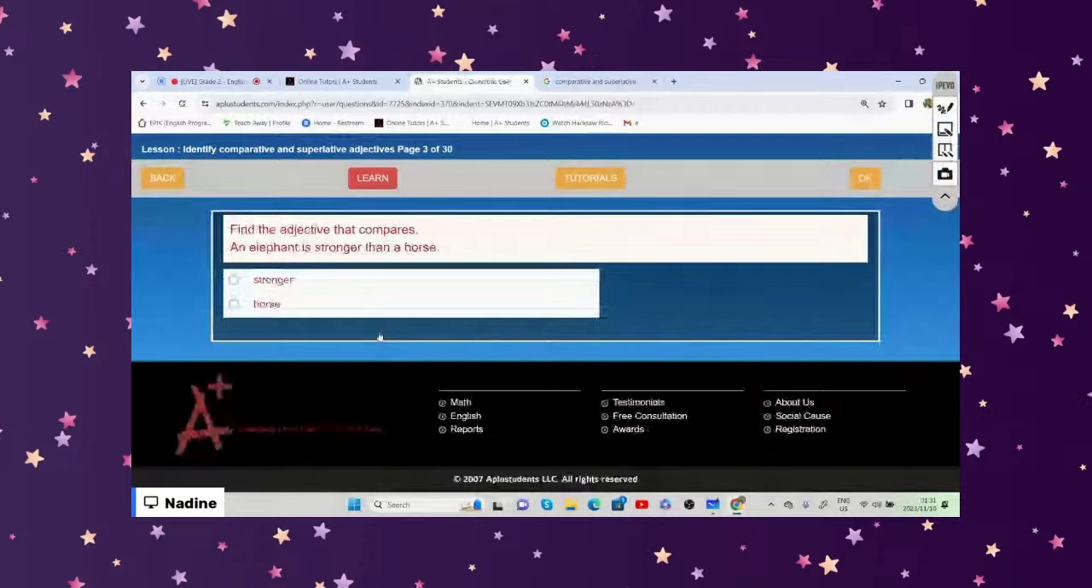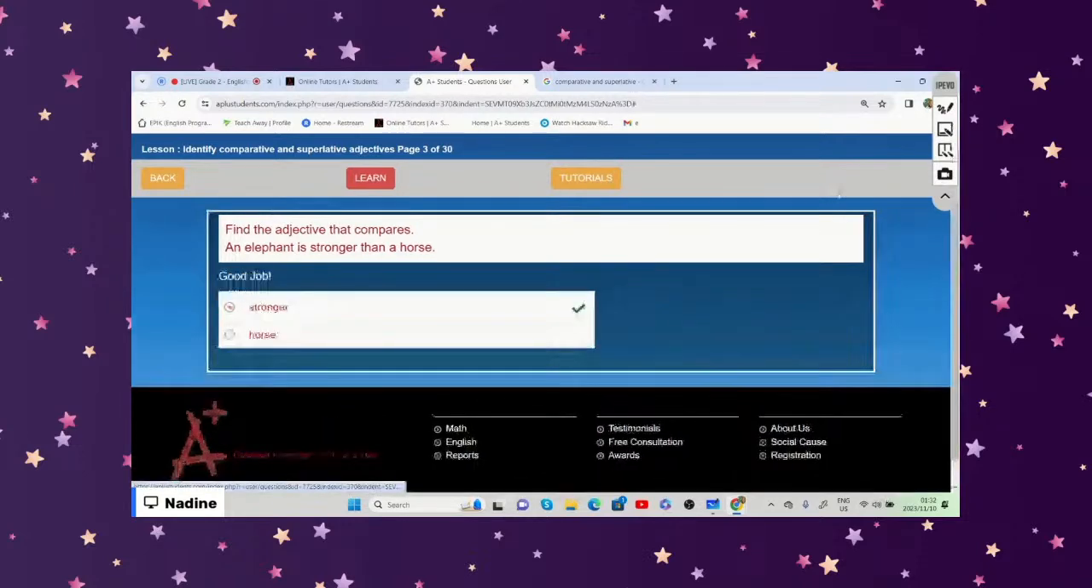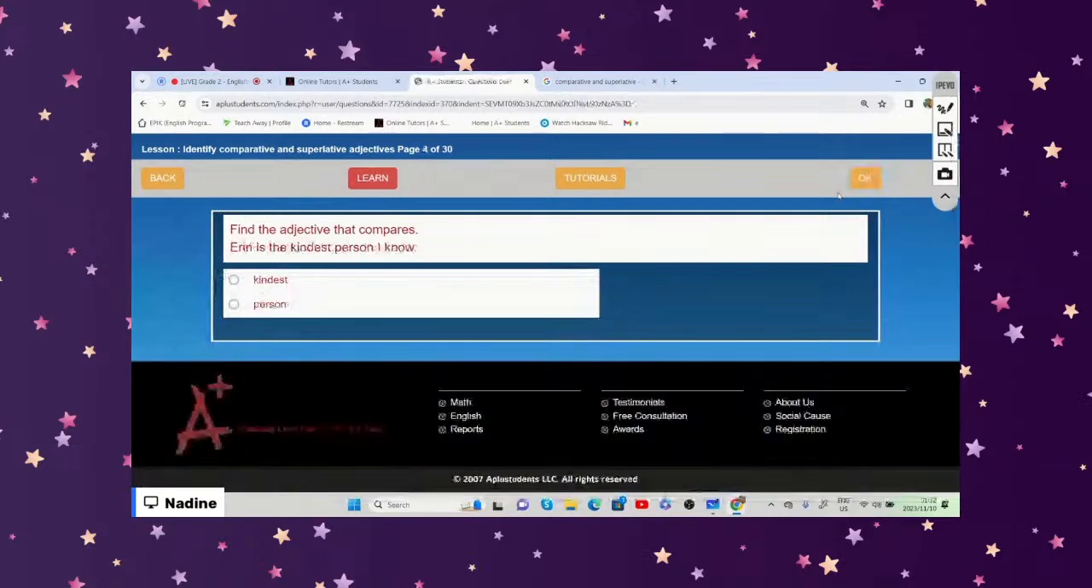An elephant is stronger than a horse. So if we select the comparative adjective or some comparative word, it's going to be stronger. And then find the adjective that compares.